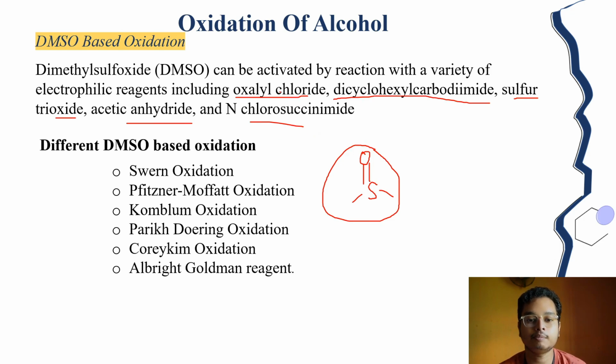Now, depending upon the different electrophilic reagents, the DMSO-based oxidations have different named oxidations, like Swern oxidation, Pfitzner-Moffatt oxidation, Kornblum oxidation, Parikh-Doering, Corey-Kim, and Albright-Goldman reagents. These are all DMSO-based oxidations; however, the electrophilic reagents are different in the different named reactions. Before entering the named reactions, let us first understand the general mechanism of how DMSO gets activated and reacts with alcohols to generate the corresponding aldehyde or ketone compounds.